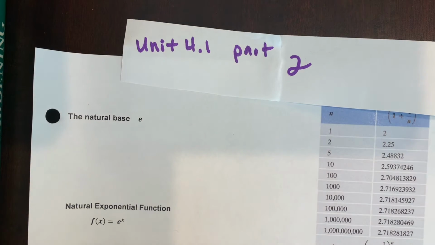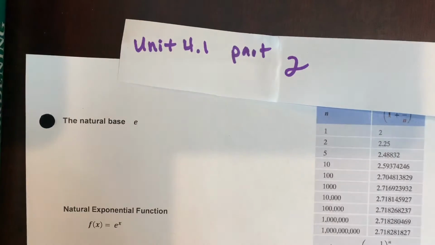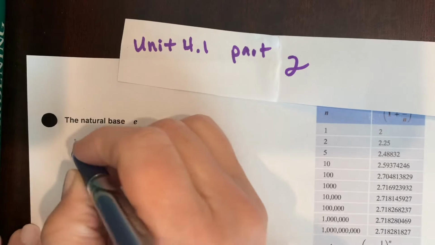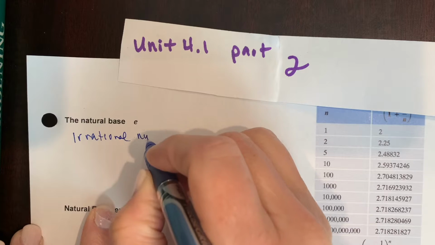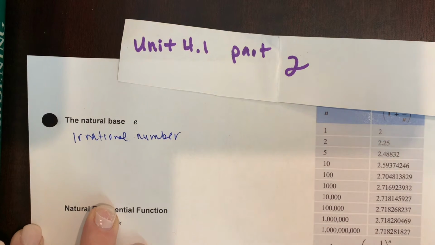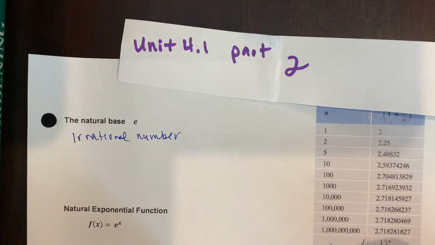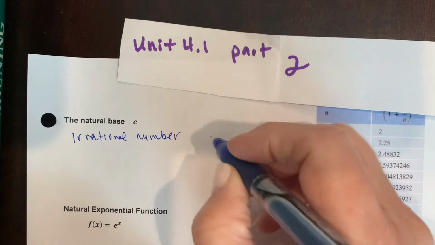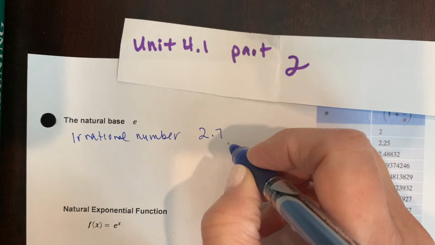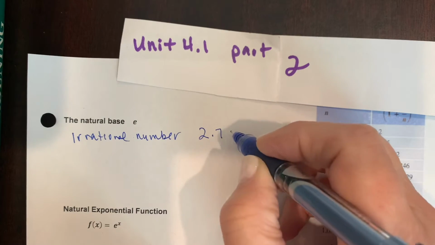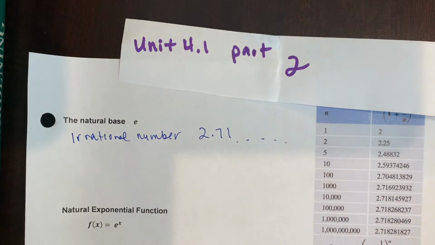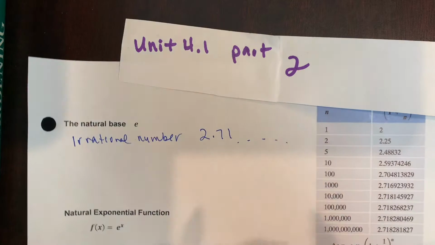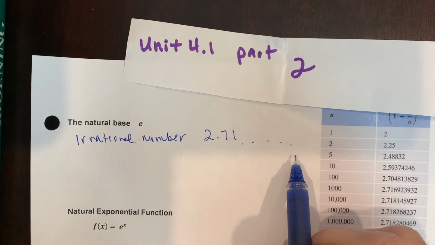All right, this next part talks about the number e. And e is an irrational number. And if you think about it, you already know an irrational number. You know pi, but this one is very similar. This one is 2.71, and then it goes on and on. Kind of like some people happen to know that pi is 3.14, and you know the decimals never end. So this is an irrational number.